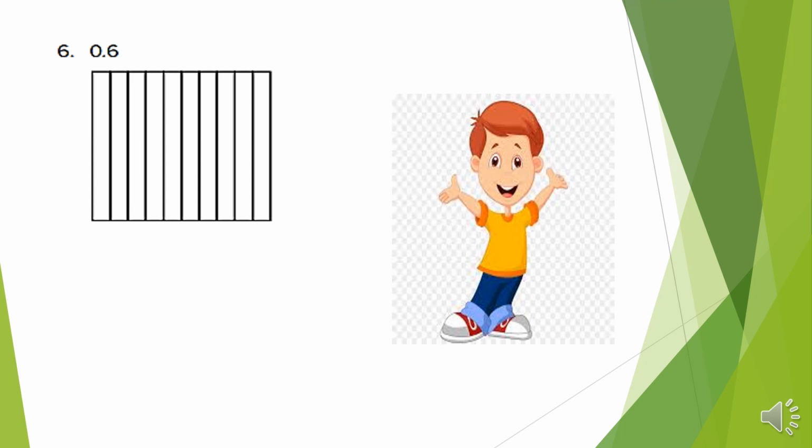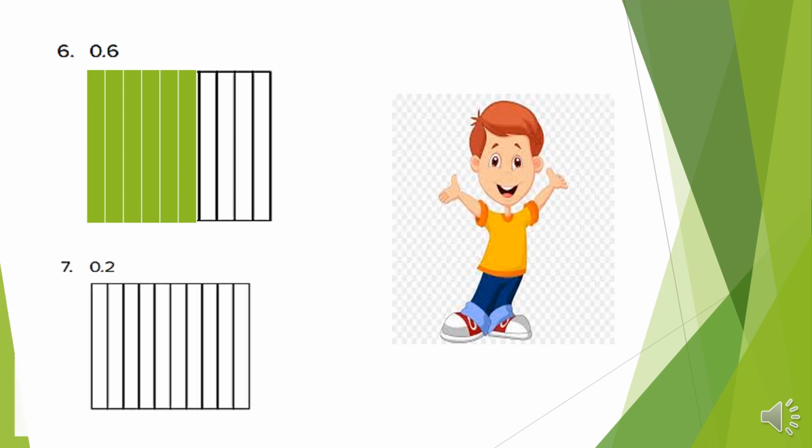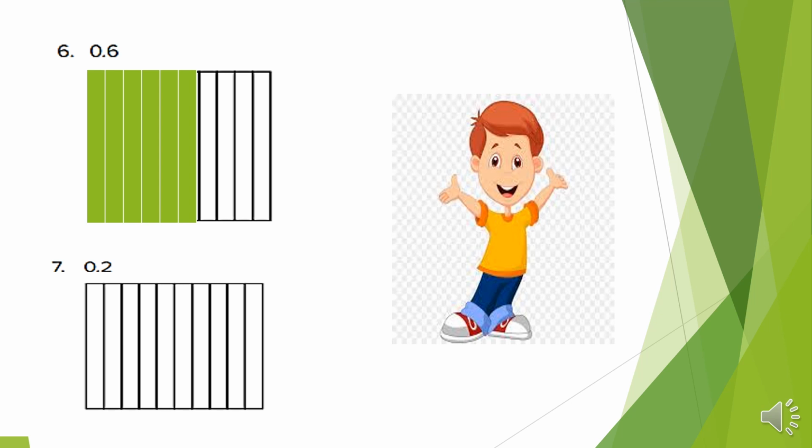Number 6, 0.6. Let's color together. Here I have 10 parts. I will color 6 of them because 0.6 represents 6 over 10, or 6 parts or 6 pieces from 10. So we colored 6. Number 7, 0.2. Of course, we will color how many parts? Yep, 2 parts.